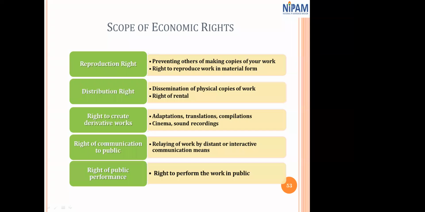So these are the various scopes of copyright. Look, copyright is something like when you write something, it is not for your own purpose. It is something that should be disseminated to the masses. So there are different rights: reproduction right, distribution rights, right to create derivative works, right of communication to the public, right of public performance. Like if you have created a drama, it can be performed publicly. It can be performed in theaters.